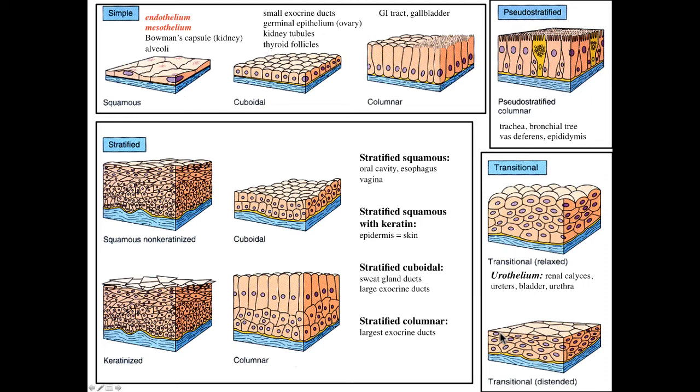If the bladder is very highly distended because it's full, the surface epithelium would be very flat. On the other hand, if the bladder has just been emptied, the transitional epithelium is relaxed and the surface cells would be almost a cuboidal shape. So transitional epithelium has the ability to change shape somewhat with respect to the surface cells.